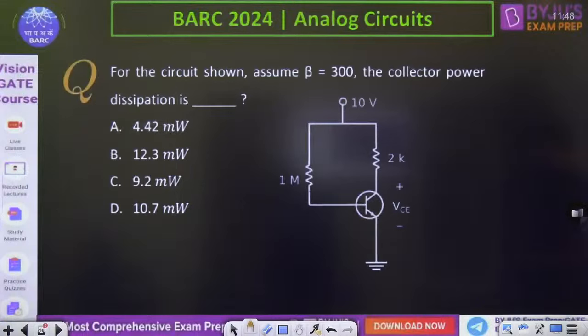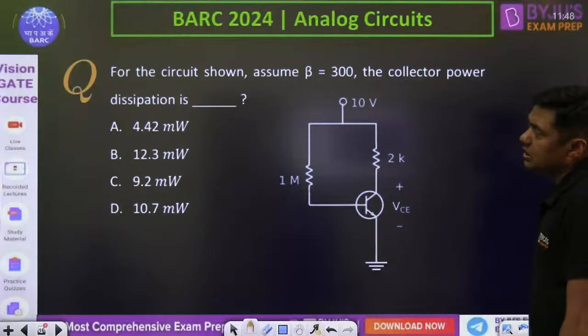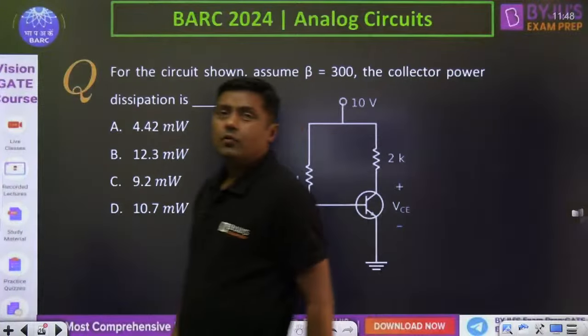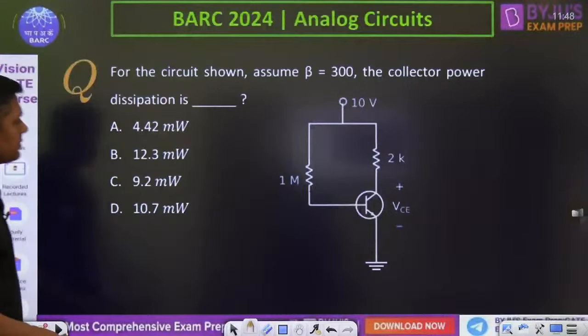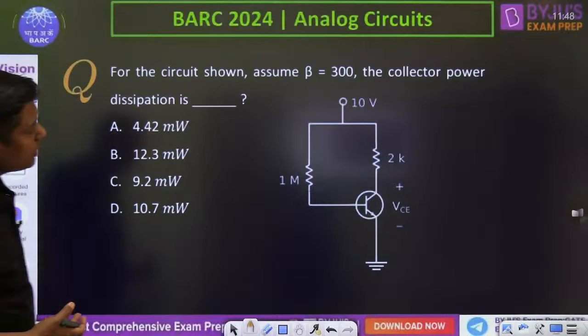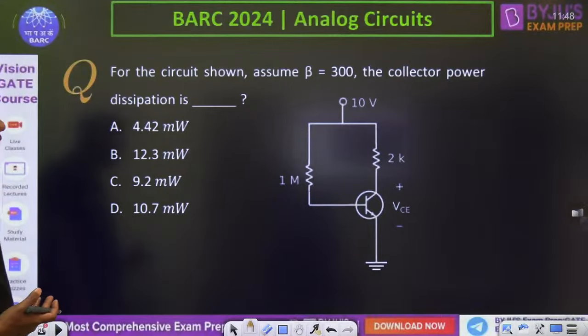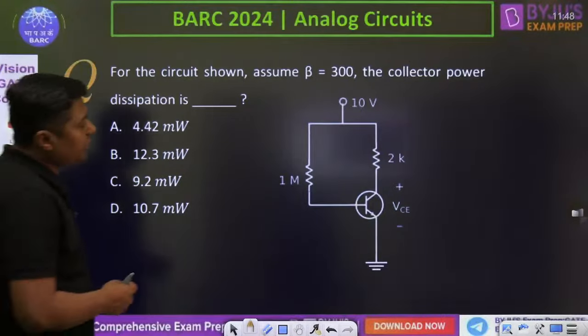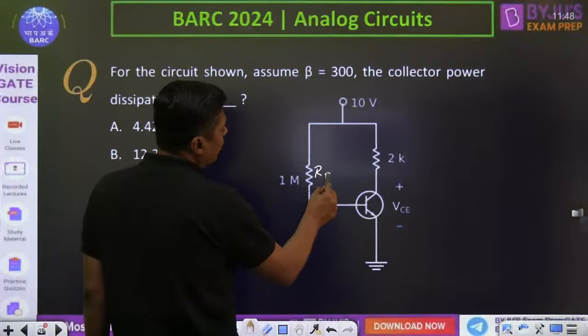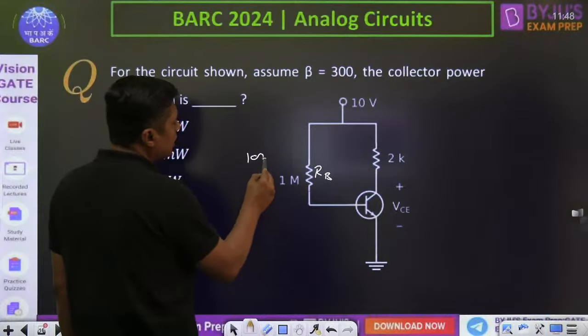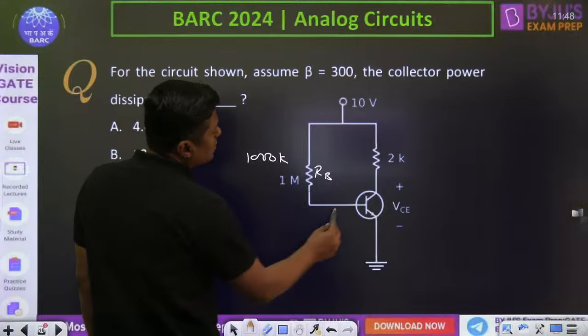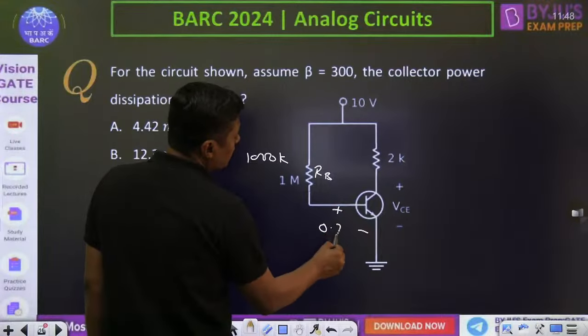Now, fourth question. For the circuit shown, assume beta is 300. The collector power dissipation is what? When we talk about the collector power dissipation, what is asked here actually? Beta is given as 300, a very high value, and RB is also a very high value, 1 mega ohm. 1 mega ohm means 1000 kilo ohm, remember. And this is 0.7.